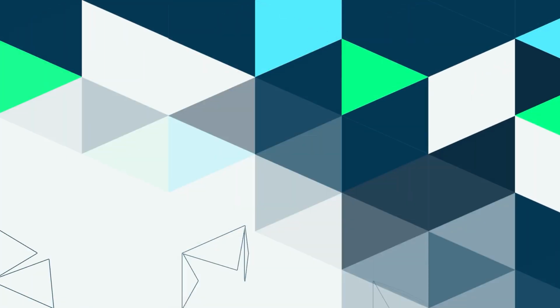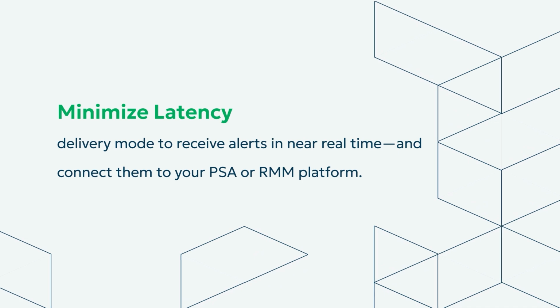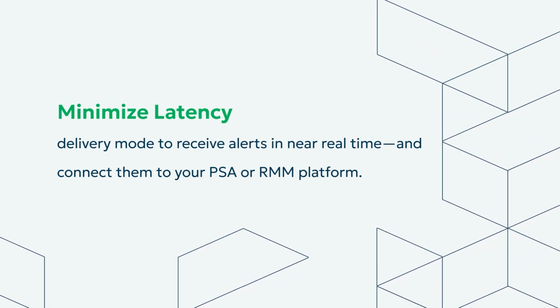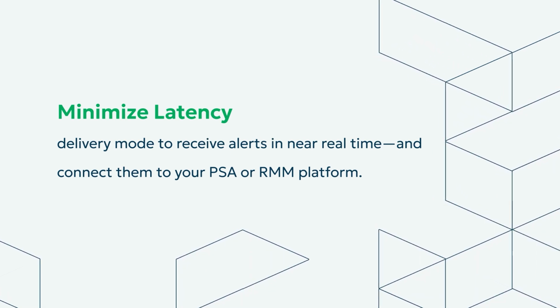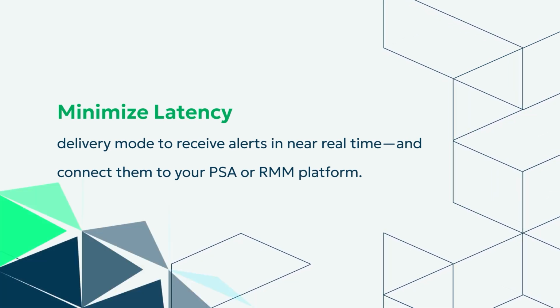For the most urgent events, use minimized latency delivery mode to receive alerts in near real time, and connect them to your PSA or RMM platform. You can also use targeted subscriptions to focus on high-risk devices and reduce alert noise.